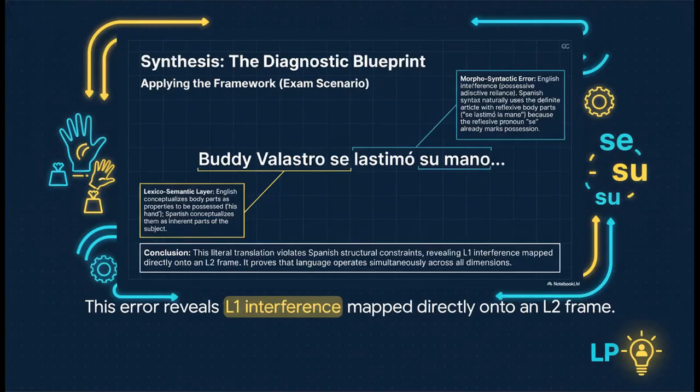But why? And here's where we see all the levels interacting. This one little error is happening on two layers at the same time. First, on the lexicosemantic level, in English, we think of body parts as things we possess. It's his hand. But in Spanish, they're seen as just inherent parts of a person. And second, on the morphosyntactic level, that little reflexive pronoun, se, already implies whose hand it is. So adding su, or his, is totally redundant. It is a classic case of the English blueprint being sort of forced onto a Spanish structure where it just doesn't fit.